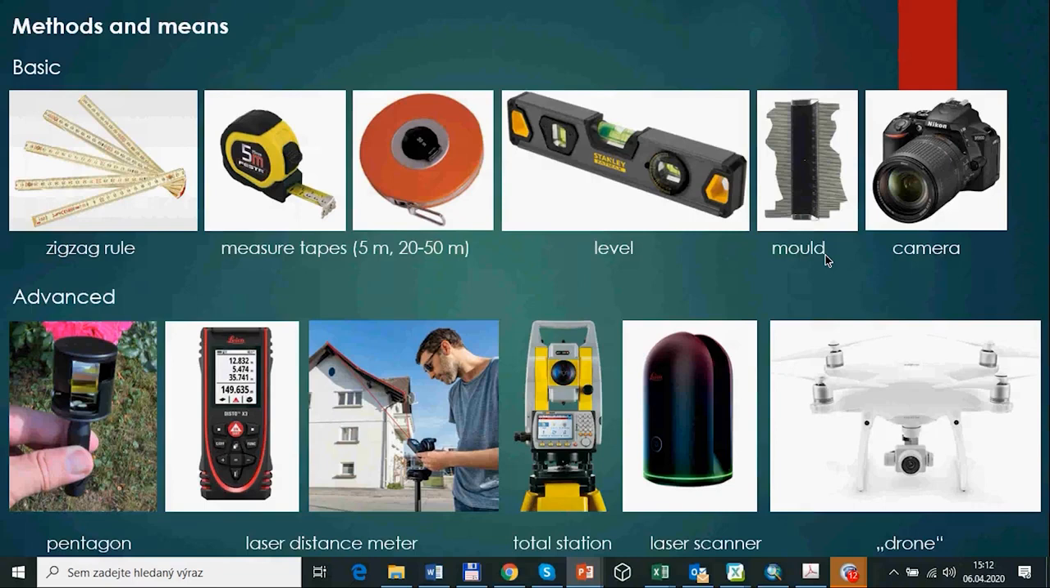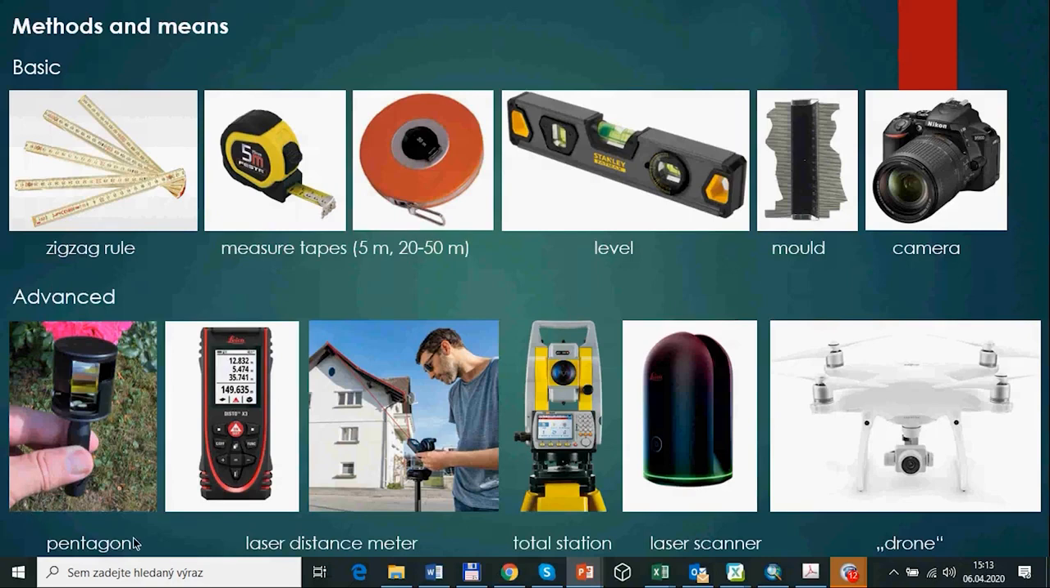So you probably all know this kind of devices, maybe except this one. This is a mold, which is a standard device for recording of molded elements, for example, cornices or molded architectural stones or something like this. You need also a camera, but it shouldn't be a professional camera. It could also be a smartphone with a good resolution of the pictures.